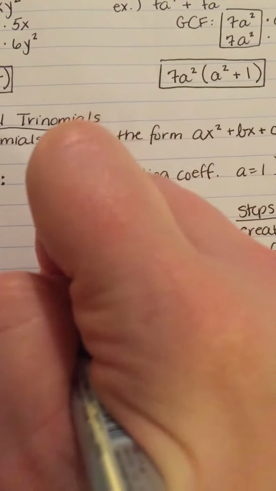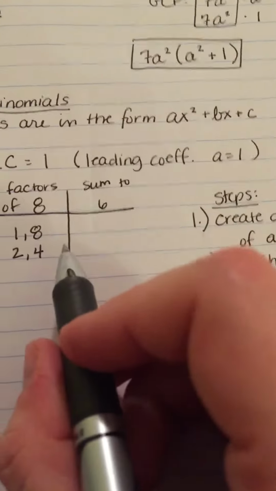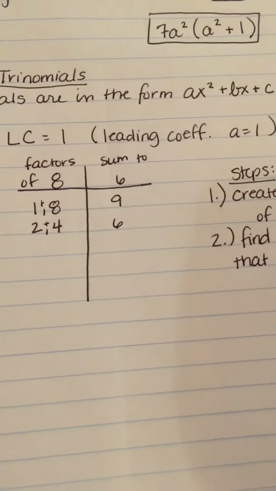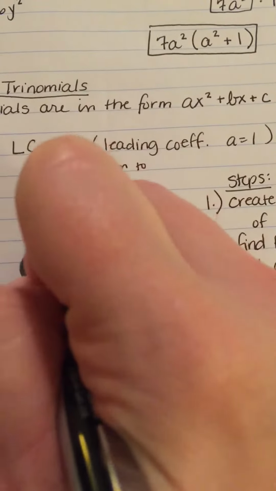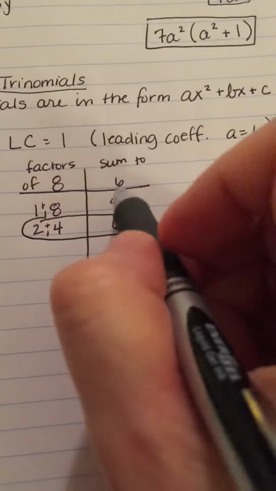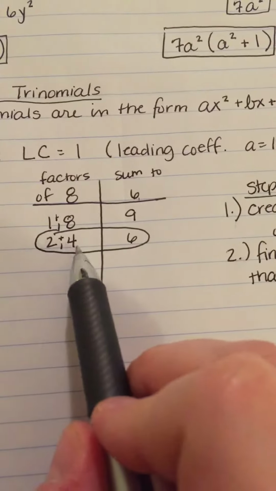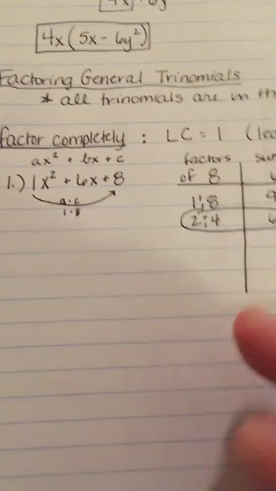So the factors of 8, let's see, 1 and 8, 2 and 4. Okay, so if I'm thinking now of the factors of 8 that sum up to 6, well, I would think to myself, okay, 1 plus 8, which is 9, and 2 plus 4, which is 6. So of these two, the 2 plus 4 sums up to that center term. It matches the 6.